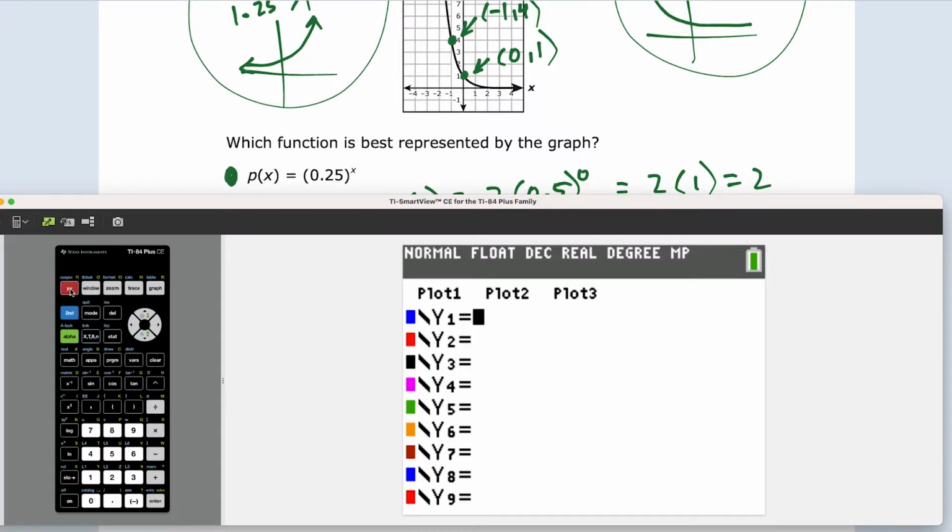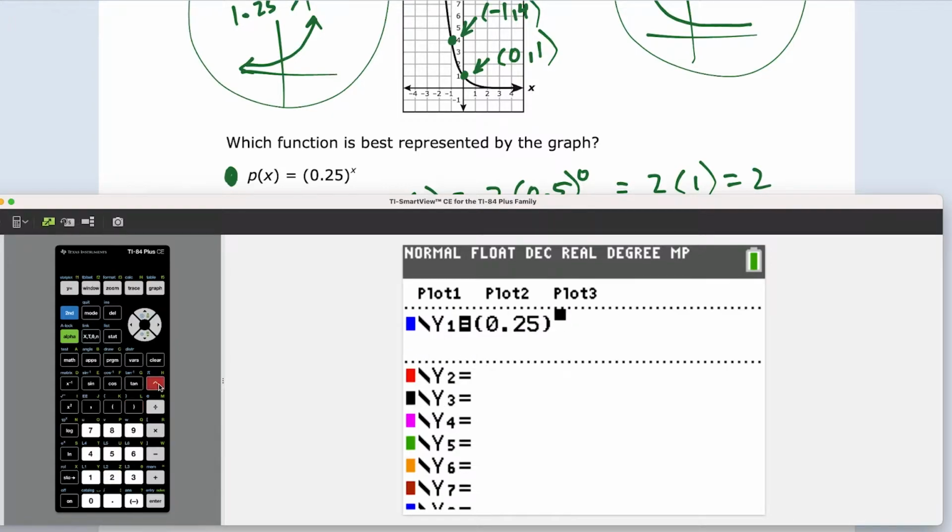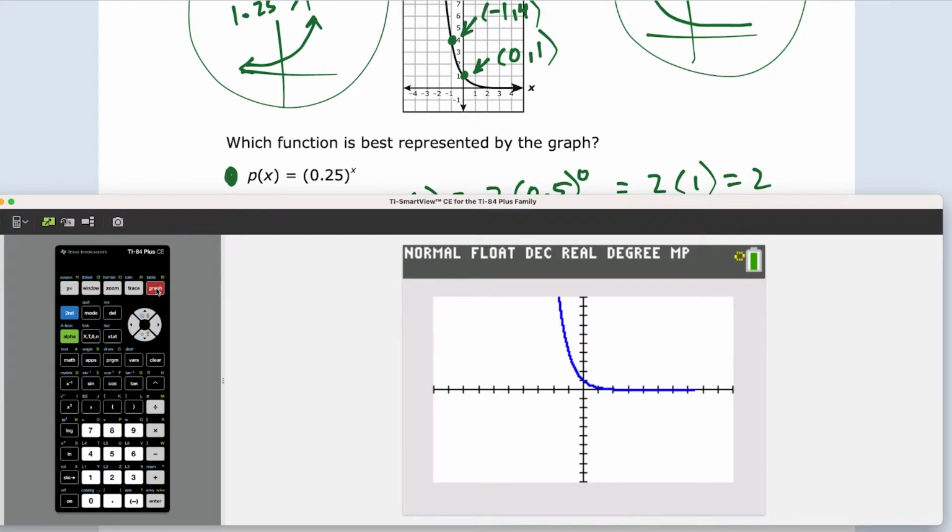Now, if we want to verify that A is correct, we could go to the y equals here, and we could write in parentheses 0.25. We close the parentheses and go to the x power. So I'm going to press this up arrow here, and then type in our x, which is over here. And now if I press graph, notice that I get an exponential decay like we need.